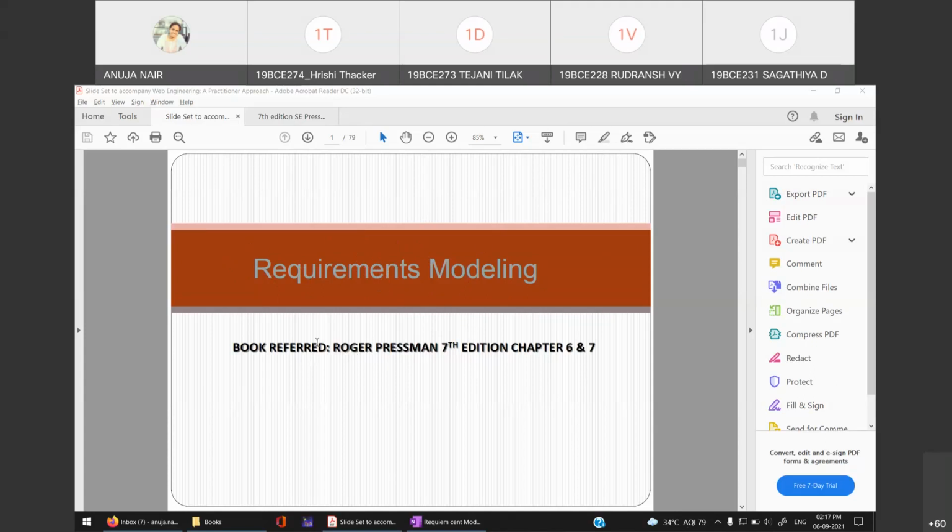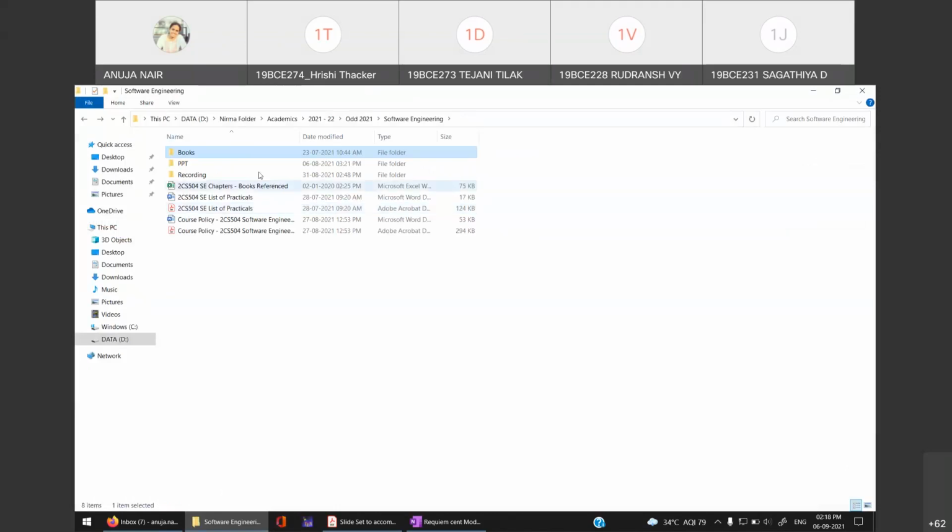So the chapter is taken from Roger Pressman. Two chapters are there, 6 and 7. So it's a combination of both, right? Now let us directly jump into requirement modeling. When we were studying software requirements, I told you that first you collect the requirements and then you convert them into a proper specification format, right? What is that proper specification format? It is basically your system models. I hope you remember that diagram.